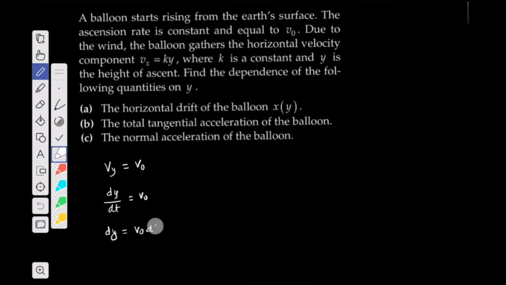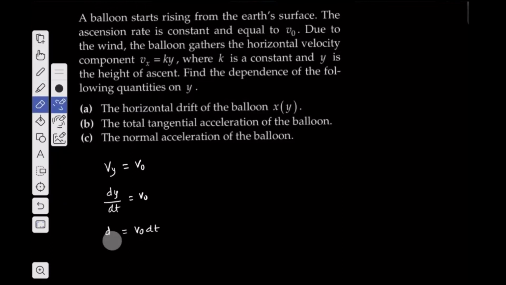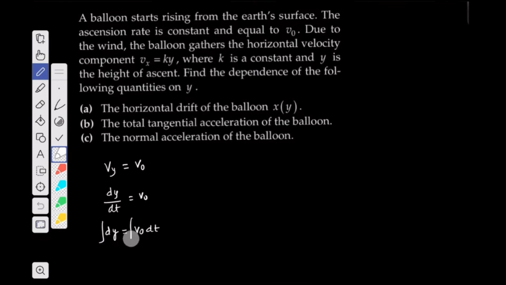If I write dy equals v naught into dt, what does it mean? It means dy is the change in y in the time interval dt, which is very small. Correct. Now I need to know whatever y I am going to have at the position. So I must integrate it. Since they are telling us it is rising from the Earth's surface, if I consider the Earth's surface to be our zero height, it means that at t equals 0, y is 0, and at t equals t, y is y.